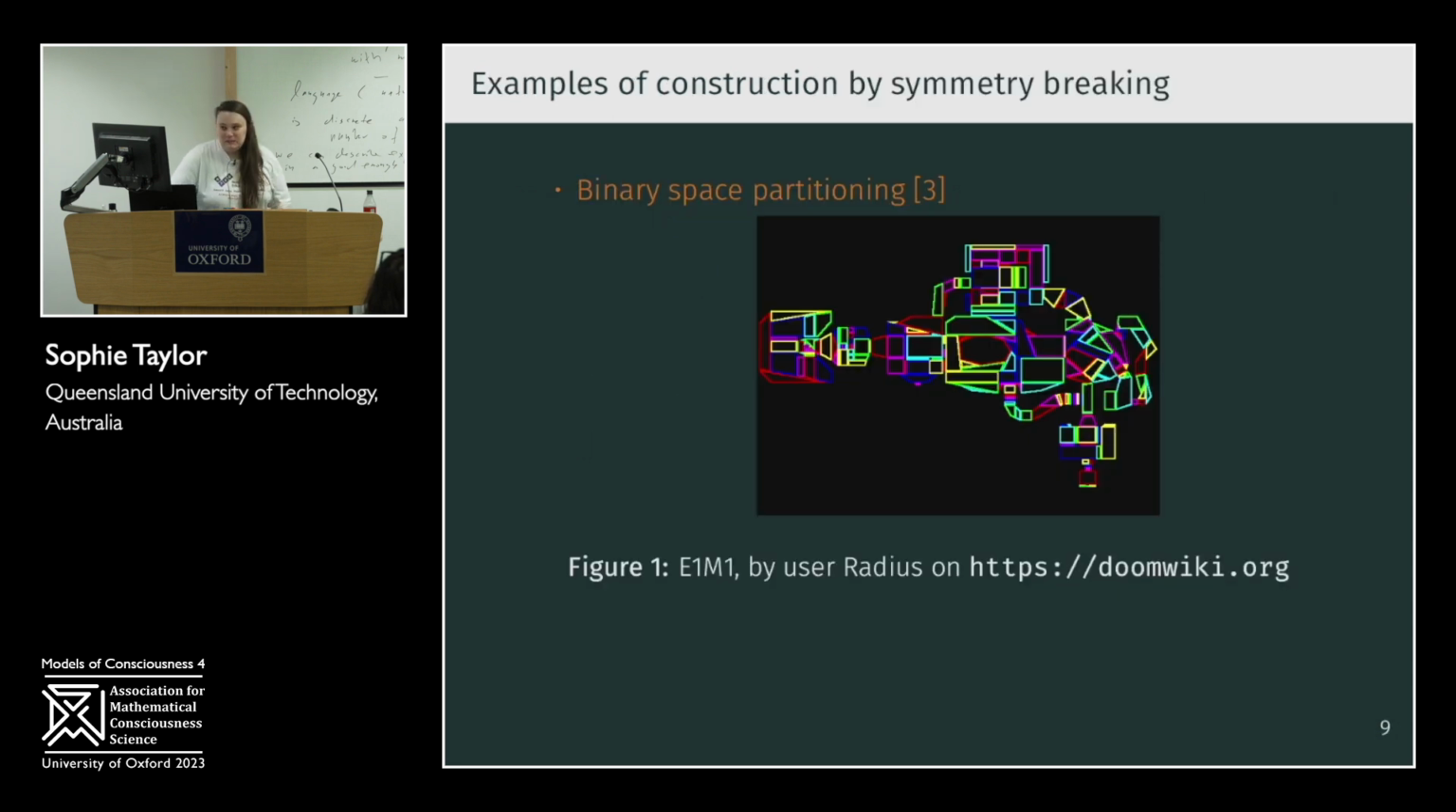So obviously this has been all incredibly abstract. So let's ground it with two examples. If anyone has played the computer game, the original Doom, you may recognize this as the very first level in Doom. I just skipped ahead, sorry.